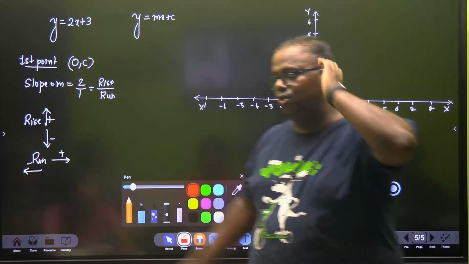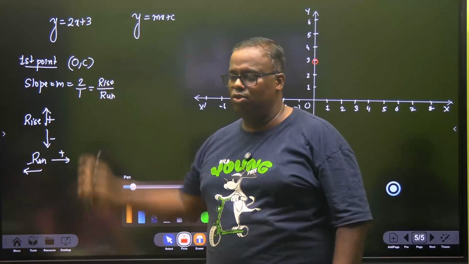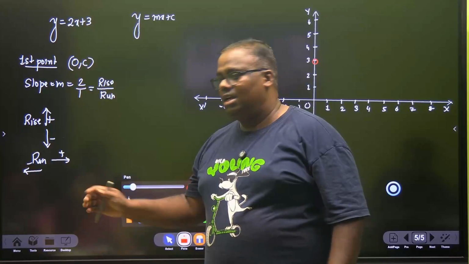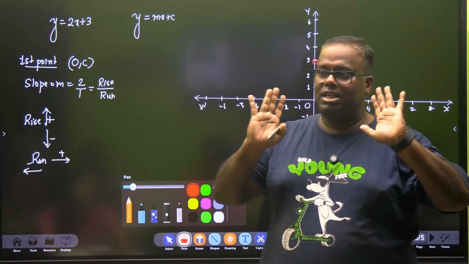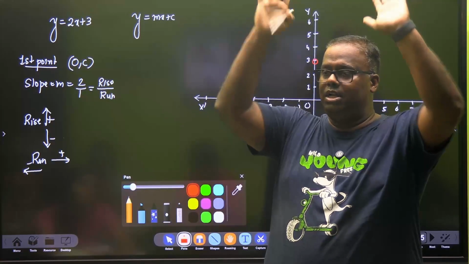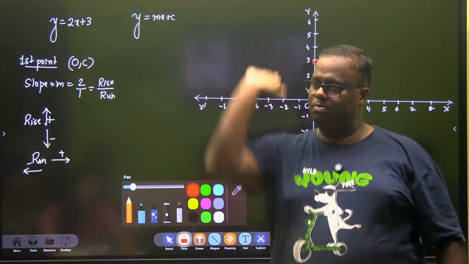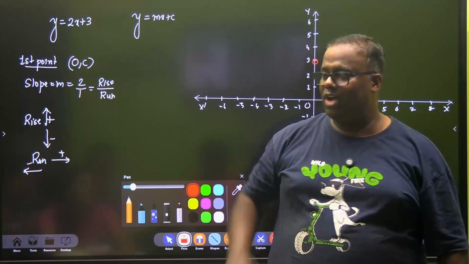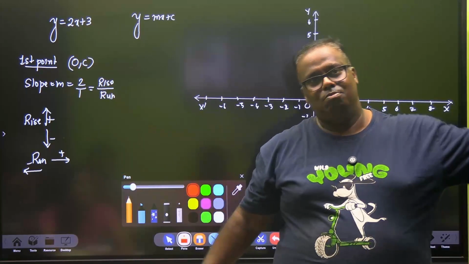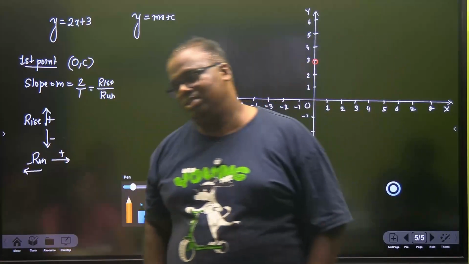ठीक है, अभी यहाँ सीख लो, कोई बात नहीं. Slope is always rise over run. Rise means upward. Positive rise means upwards, negative rise means downwards. And run means positive run is on the right side, negative run is on the left side.